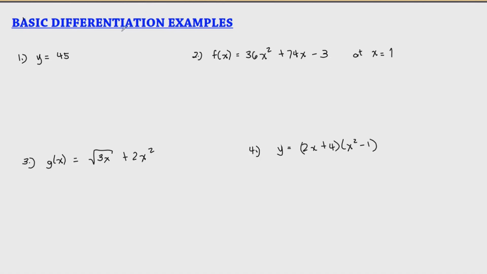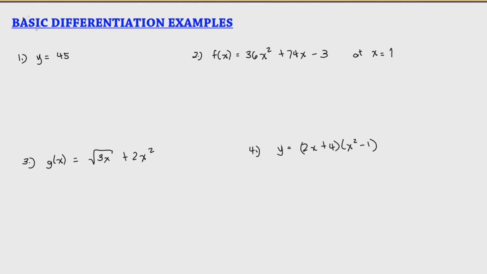Since we have already finished discussing all the properties that are involved in solving differentiation or derivatives, let us try solving these examples that you can see here. So the instruction here is to simply find the derivative for each number.